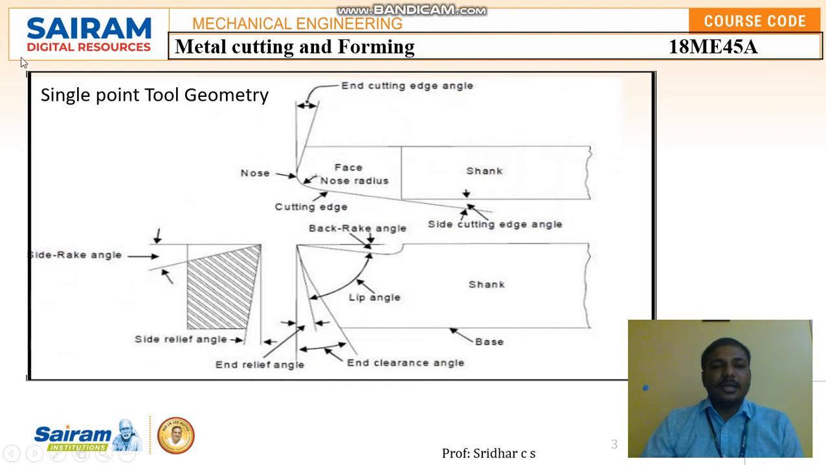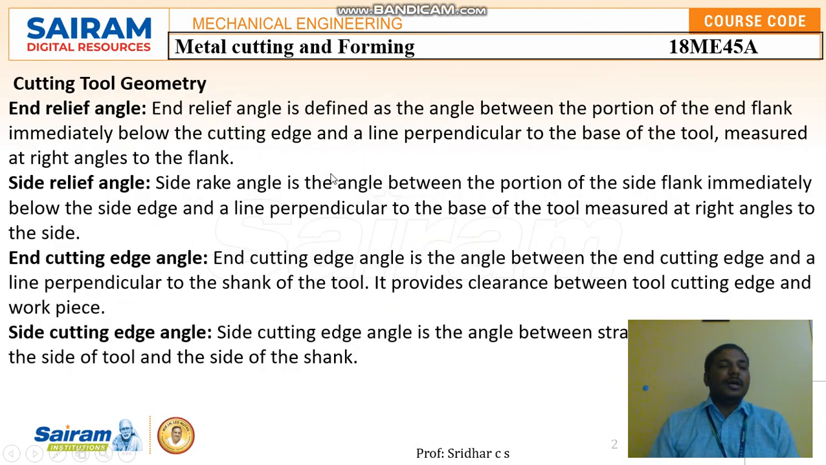So this is the single point cutting tool, and we are going to clearly distinguish all the parts and study the single point tool geometry in depth. Now we're going to see the cutting tool geometry. The end relief angle is defined as the angle between the portion of the end flank immediately below the cutting edge and the line perpendicular to the base of the tool, measured at right angles to the flank.